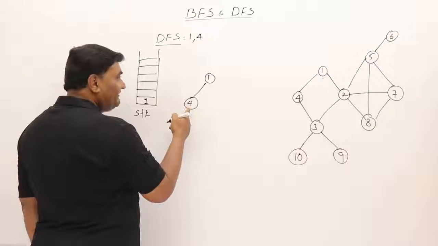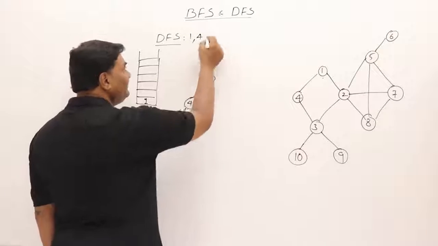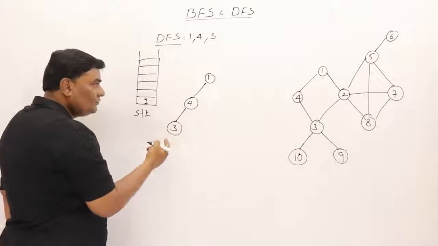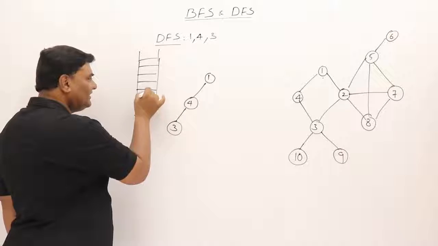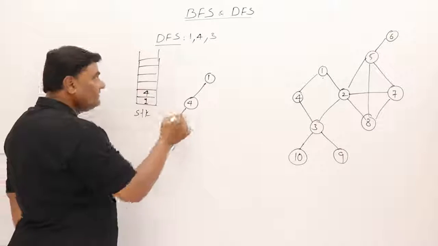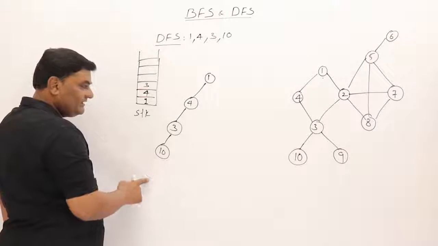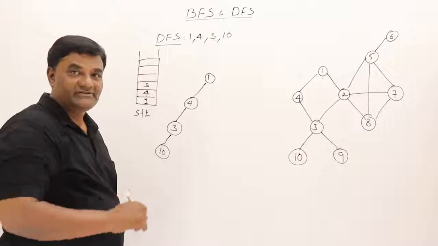Now start exploring 4. So from 4 I can go on 3. So okay, go to 3. 3 is visited. Now what to do? Suspend 4 and start exploring 3. From 3 I can go on 10. So 10. Suspend 3, start exploring 10. There is no adjacent vertex of 10.